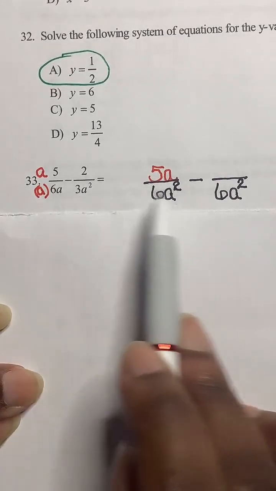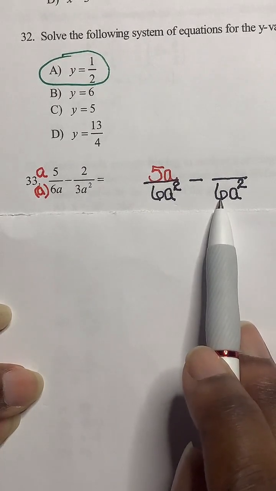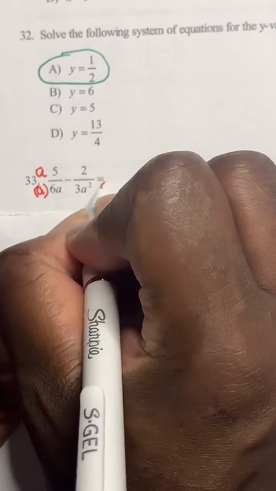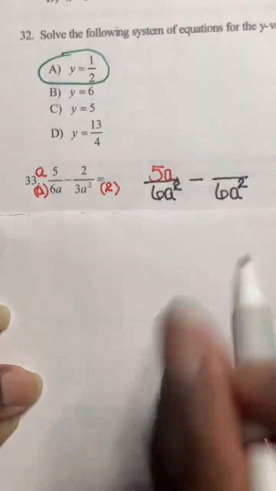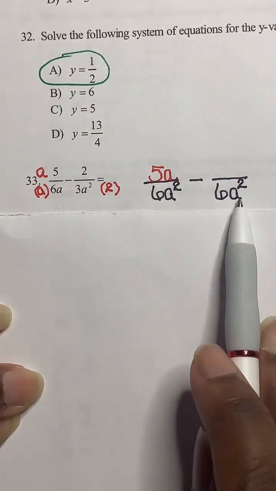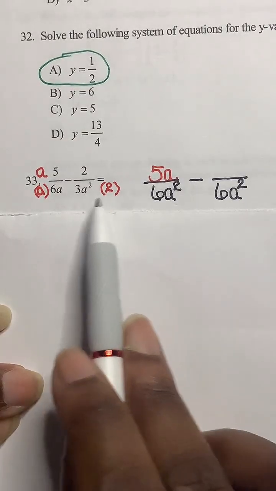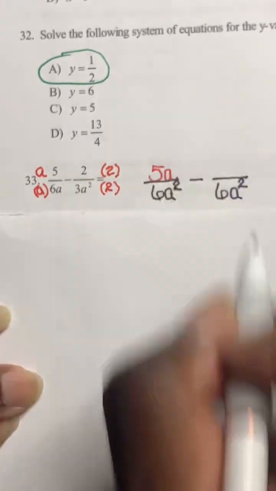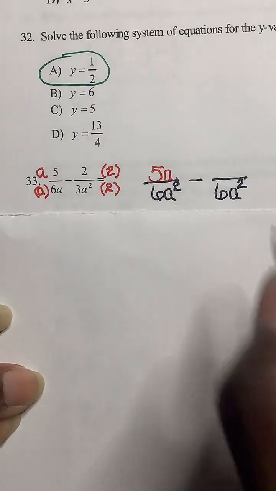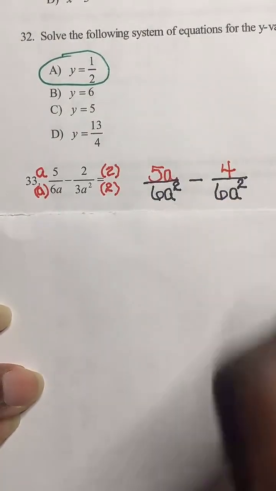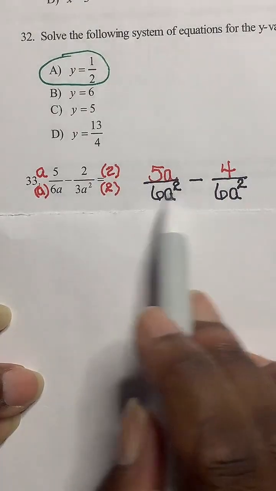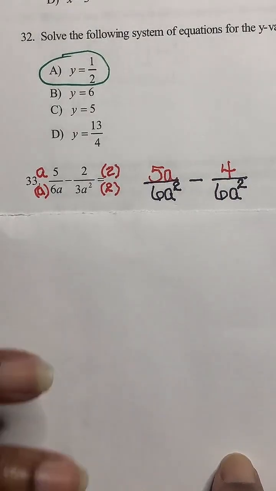We want to change that 3 to a 6. So in order for me to change this 3 to a 6, I need to multiply it by 2. It already has the a squared, so I don't have to do anything with the a's. But whatever I do in the denominator, I must do in its numerator. So my new numerator is going to be a 4, because 2 times 2 gives me 4. All right. So we have a common denominator. Now we can actually subtract.